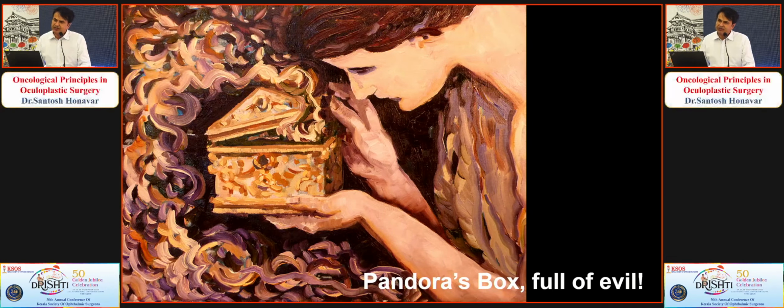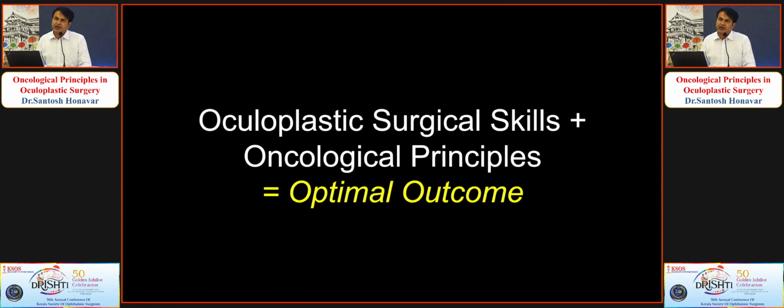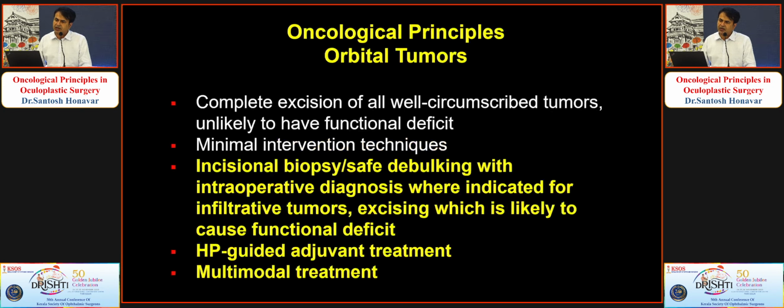Orbit is a Pandora's box full of evil. That's because 50% of orbital tumors are malignant, and thereby lies the implication on life and eye salvage as such. So that is the reason why you should combine your oculoplastic surgical skills with oncological principles when you manage orbital tumors. That will optimize outcome. Now, what are the oncological principles? I'll give this to you right away.